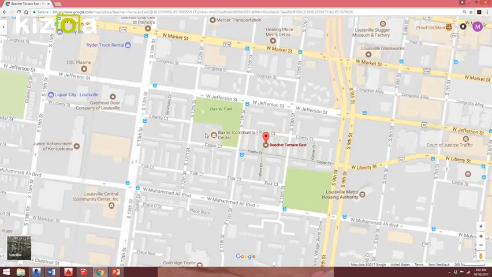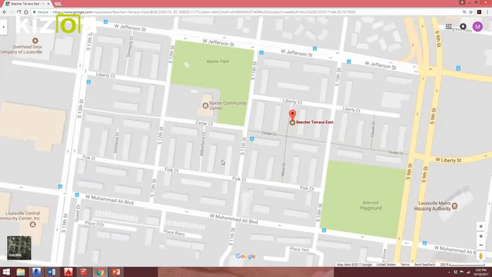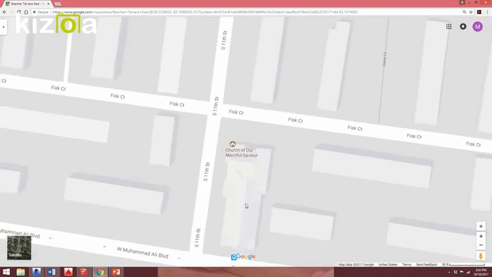Looking at this map, we can see that most of our traffic will be coming here through downtown and into our site and along the strip between West Muhammad Ali Boulevard. And the site is already split up into 10th, 11th, and 12th Street as the main streets between the site. We can also see that we have two buildings that we had to keep for our site, which was Baxter Community Center, which is located here, and this church here, Church of Our Merciful Savior.